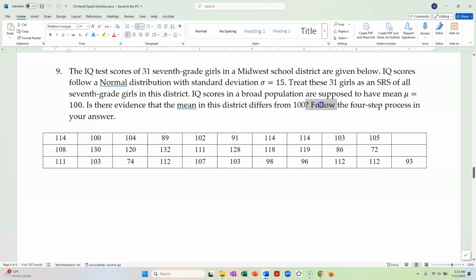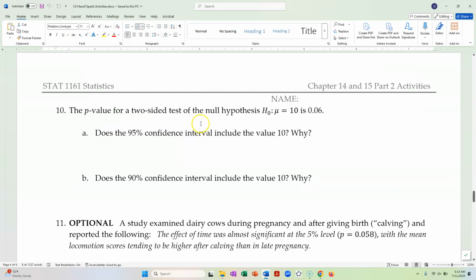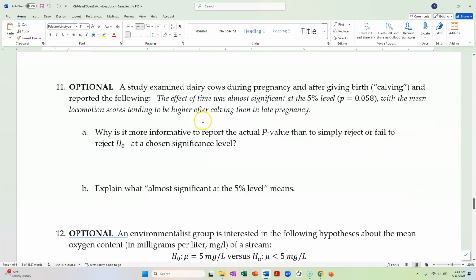And then here we have another 4-step process. Yay. And then there are some optional exercises at the end. Okay.